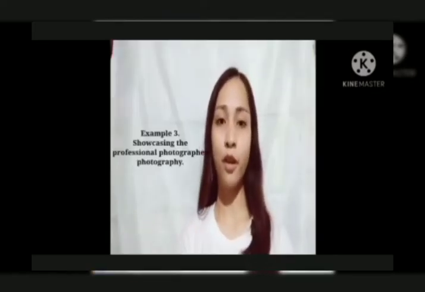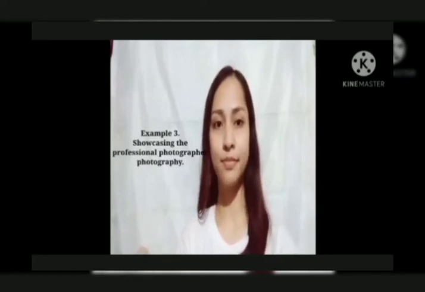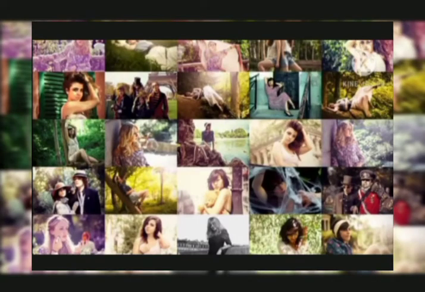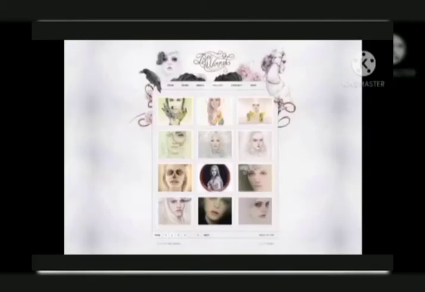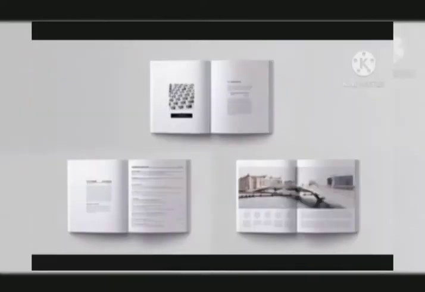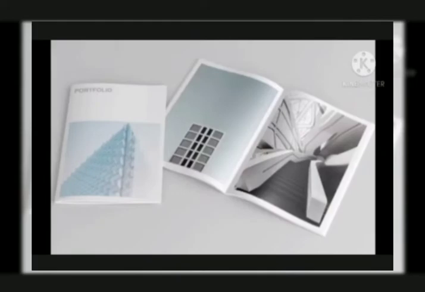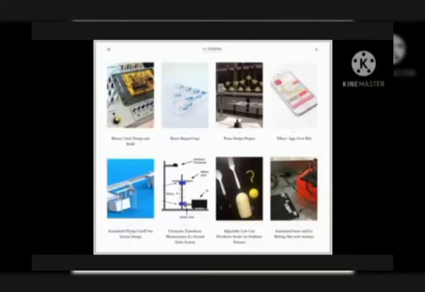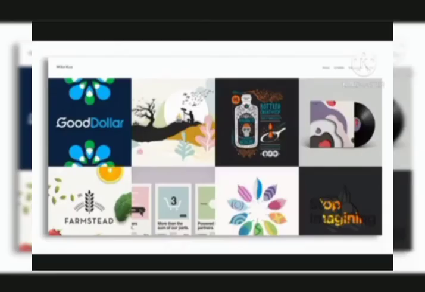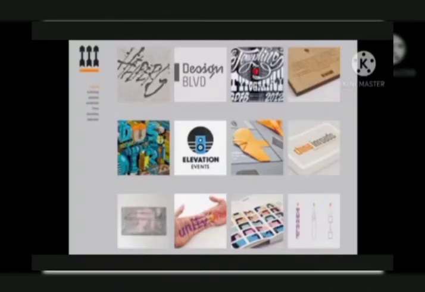And lastly, we have the professional photographer portfolio. In this type of portfolio, his or her best photographies are compiled and are shown to his or her future client. But at school, we don't commonly see this kind of showcase portfolio. There are also other showcase portfolios intended to showcase the best work of the company or the person depending on what field they work.